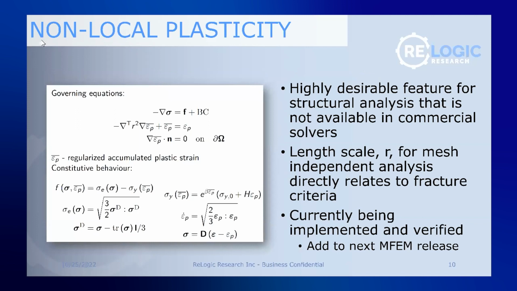A little bit more detail on the non-local plasticity model. This is something I'm personally really excited about. This is kind of a difference maker. It's not something that's commercially available in the production codes, but it's something that we're always asked about by our customers. And this formulation that we're working on is nice in the sense that it introduces a length scale, which we can directly relate back to fracture criteria for structural analysis. So, a desirable feature. Really excited to see this implemented, start using it, and bring this capability to some of our customers.